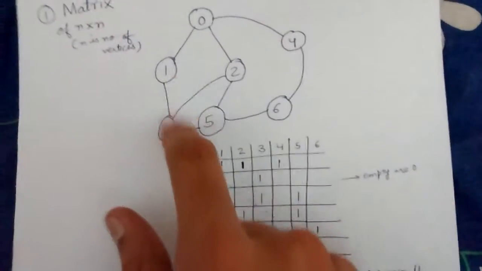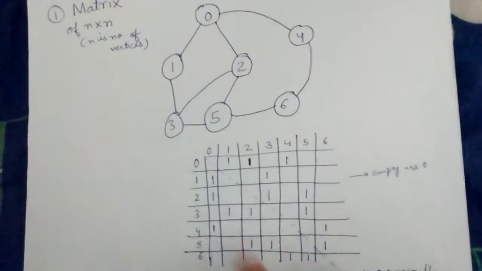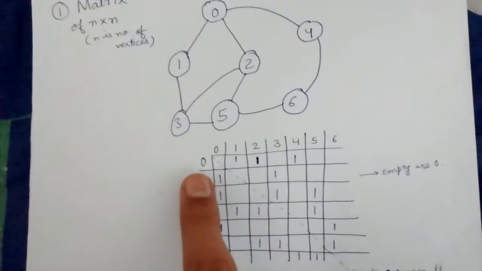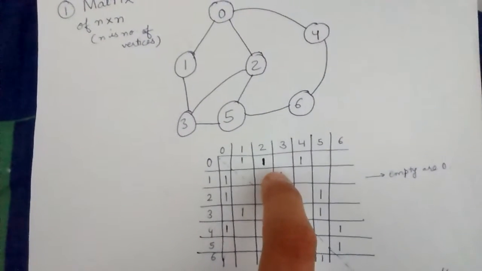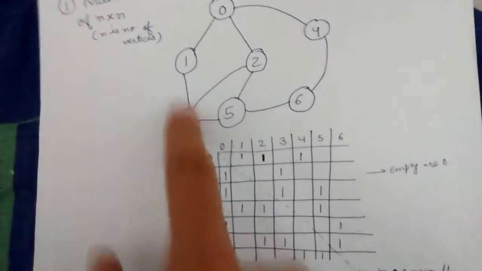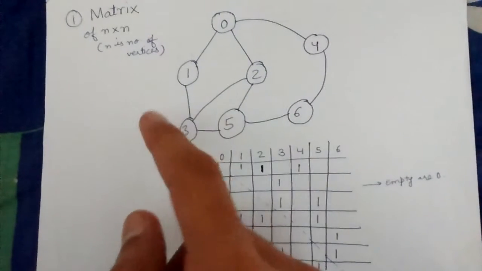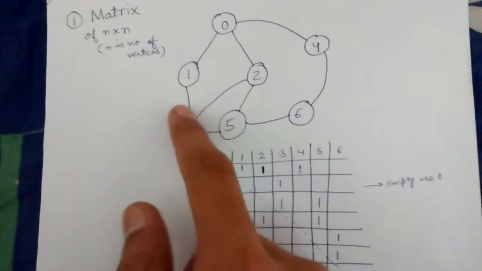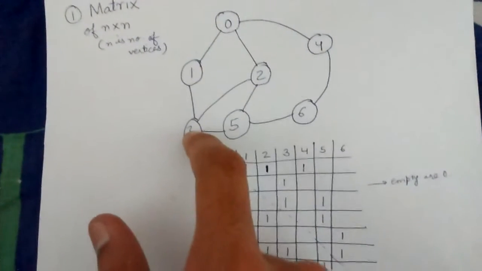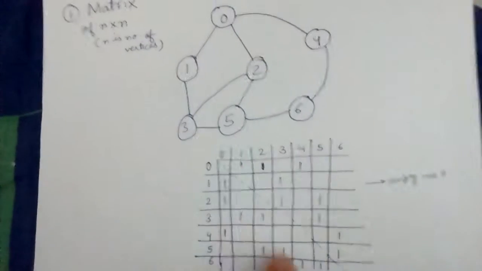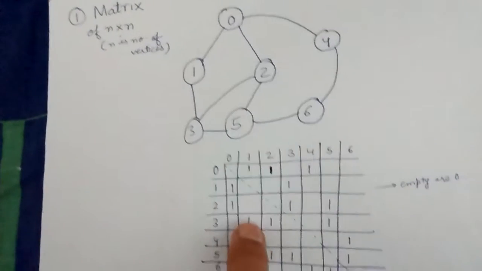And how are the edges represented? Let's consider the edge from 1 to 3. The first row and third column will be made 1 to represent the edge from 1 to 3. But this is a simple graph, not a directional graph, so the edges do not have a direction. If there is an edge from 1 to 3, then we have an edge from 3 to 1 also. So what we do is, the third row's first column is also made 1.